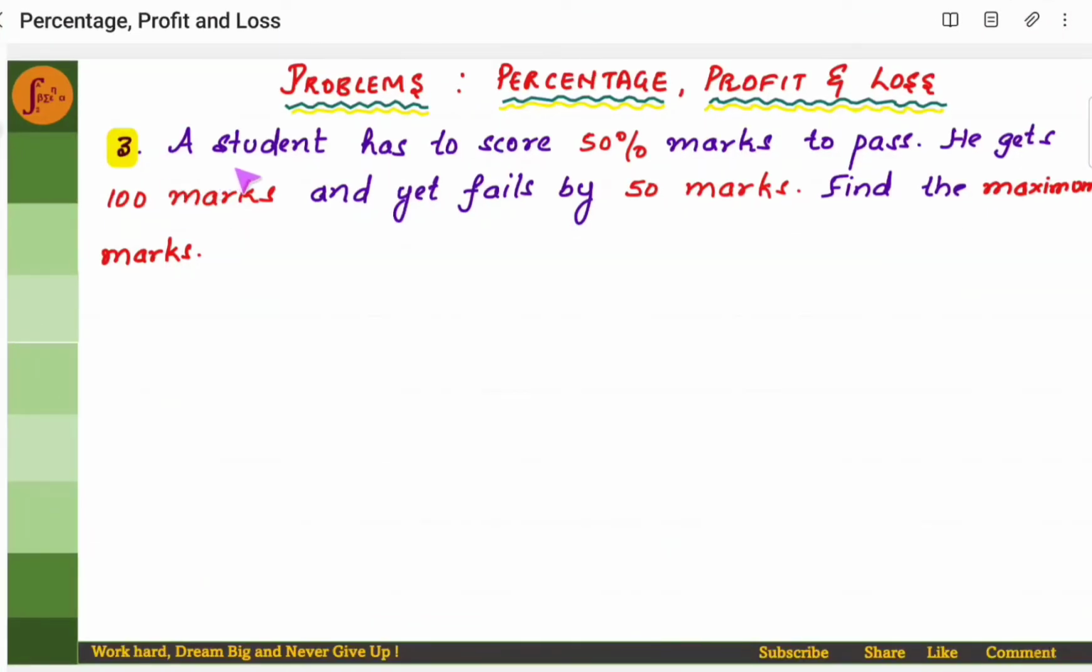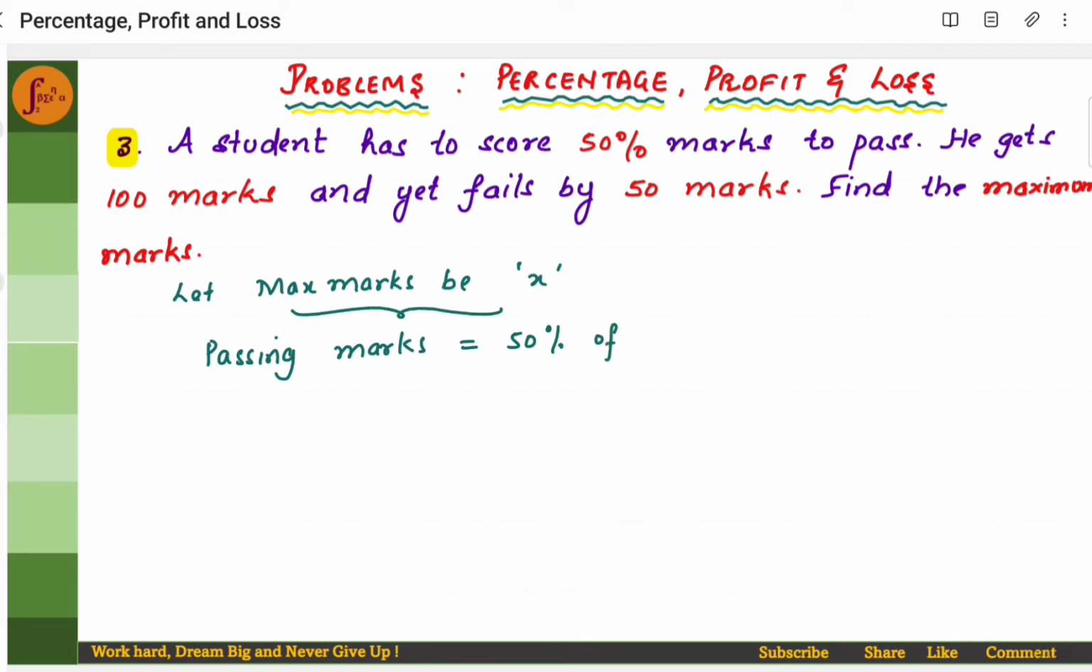In this particular problem, a student has to score 50% marks to pass. He gets 100 marks and yet fails by 50 marks. Find the maximum marks. So let's assume the maximum marks be x. He has to score 50% marks to pass. So basically, passing marks should be 50% of what? 50% of total marks, right? So it should be 50% of x.